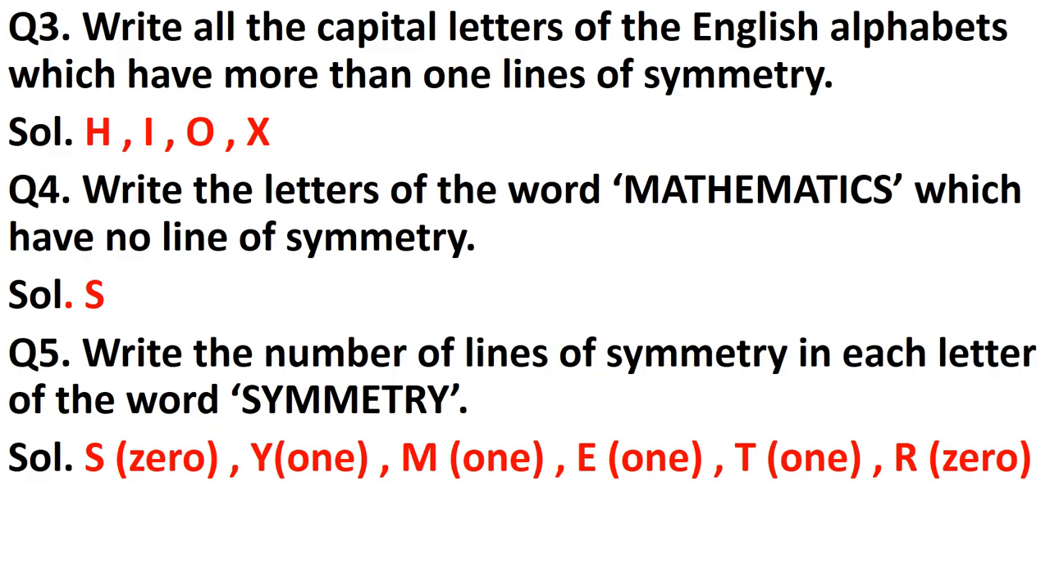Write the number of lines of symmetry in each letter of the word symmetry. For every letter you have to write down the number of lines of symmetry. Now see, S. S has no line of symmetry. Y has 1. M has 1. Then E has 1. T has 1. R has 0. And Y, I have told you earlier, it is 1.